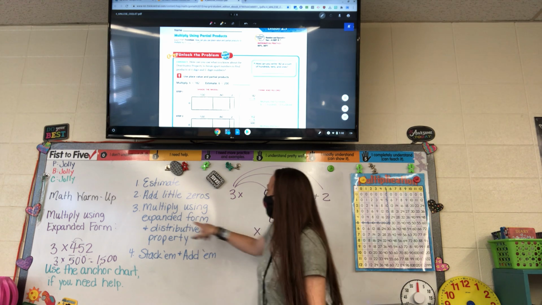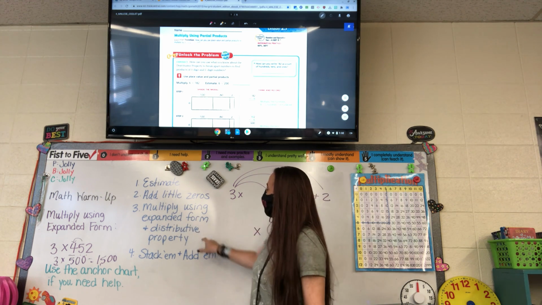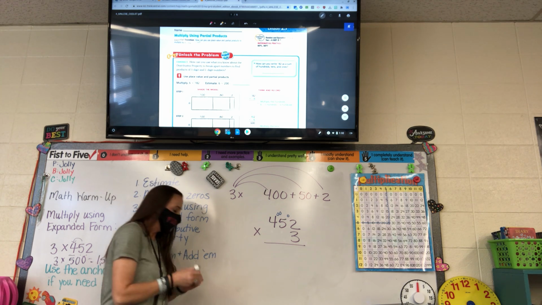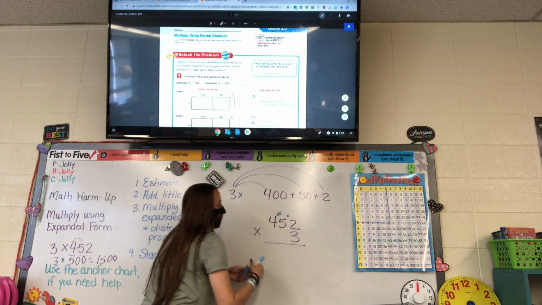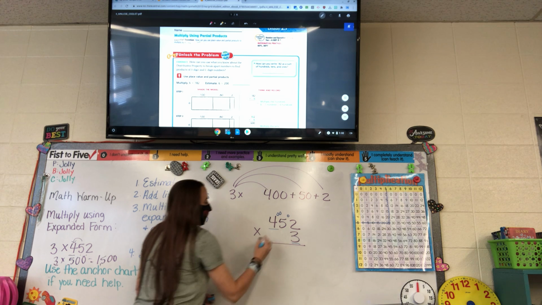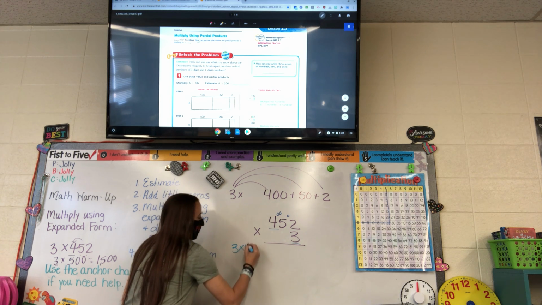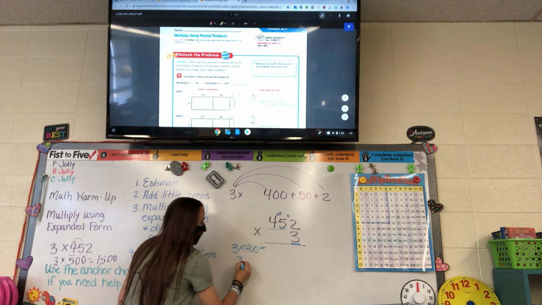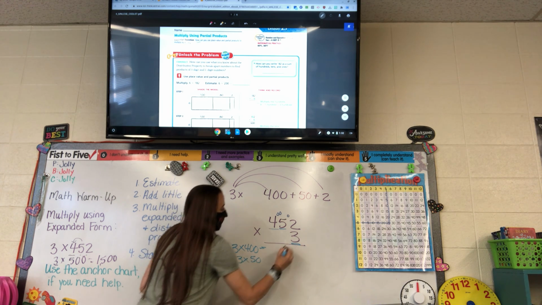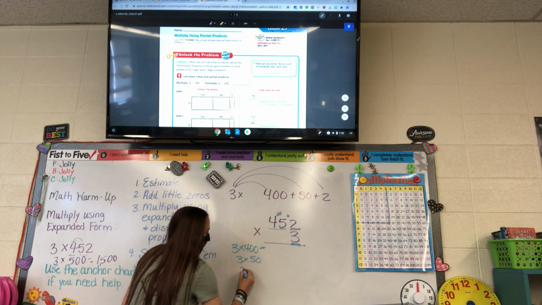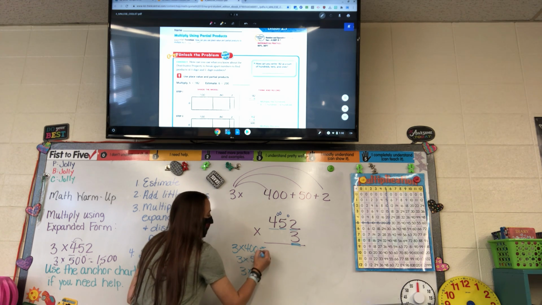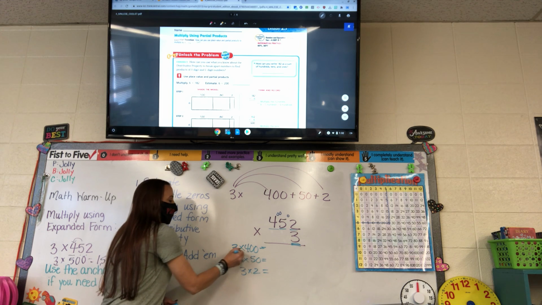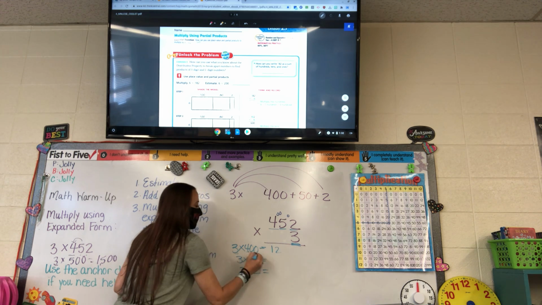Multiply using expanded form and the distributive property. Here's what we're going to do first. You ready? Multiply 3 times 400. Then we're going to multiply 3 times 50. Then we're going to multiply 3 times 2. Okay, use your basic facts and your zeros. 3 times 4 is 12. 2 zeros.